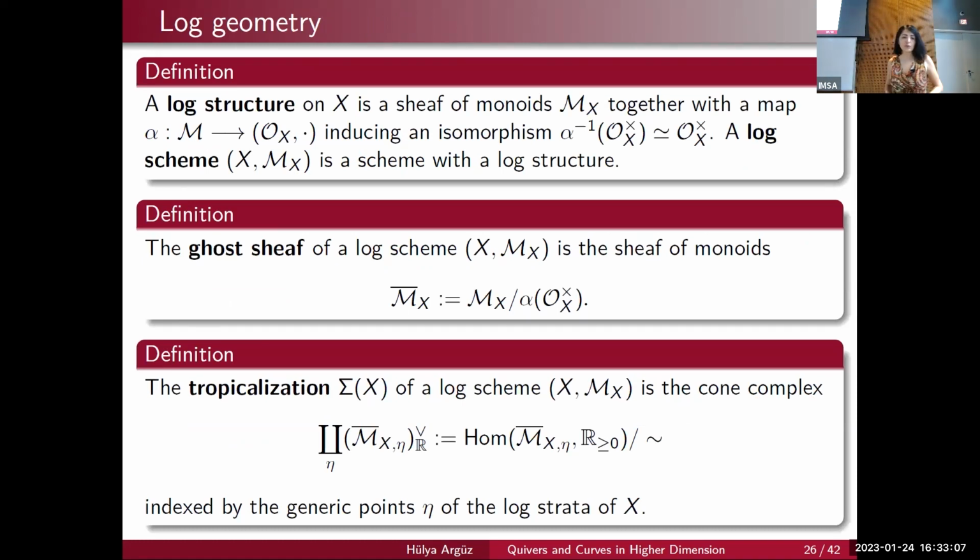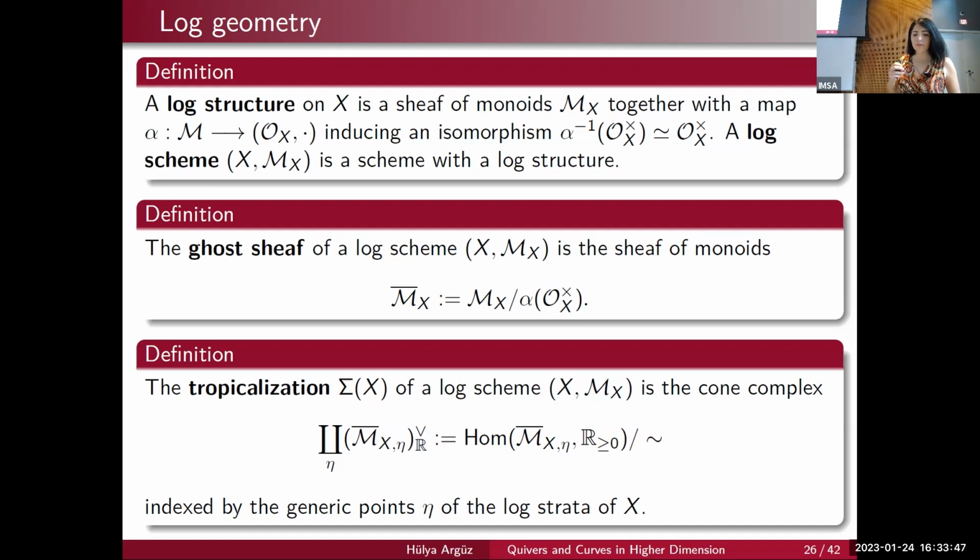So here is the definition of a log structure. On a space X, it could be a complex algebraic space or a scheme, you have a sheaf of monoids M_X, and the log structure is given by the data of a map from M_X to your structure sheaf, and you impose this map to restrict to an isomorphism on the invertible elements of the structure sheaf. A log scheme is a scheme with a log structure. And I will in a minute give an example of a log structure.